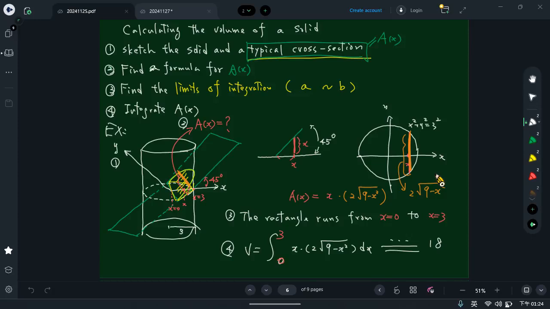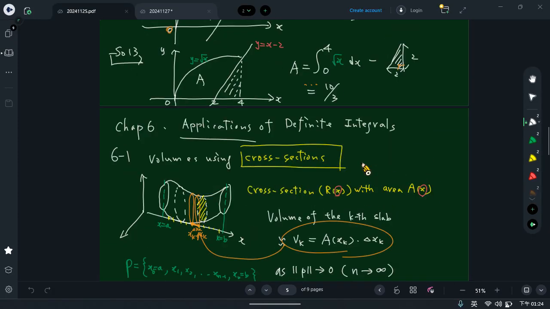Talk about how to use the cross section to calculate the volume by using the definite integral. So it's a very typical example for using definite integral. As I mentioned, the applications of definite integral just include two parts. The first one is actually three parts.